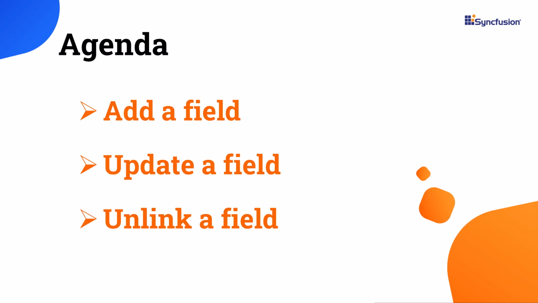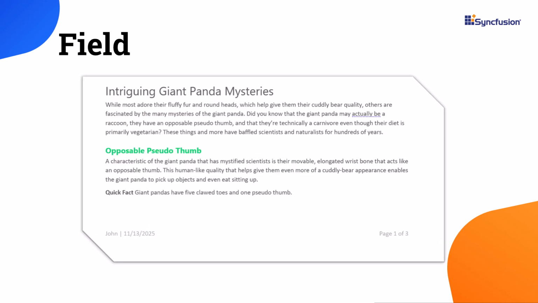In this video, I'll show you how to add, update, and unlink a field in a Word document using the Syncfusion .NET Word Library. A field is a smart placeholder that automatically displays information, such as the date, page number, or author name. It updates as the document changes, keeping the content accurate without manual editing.